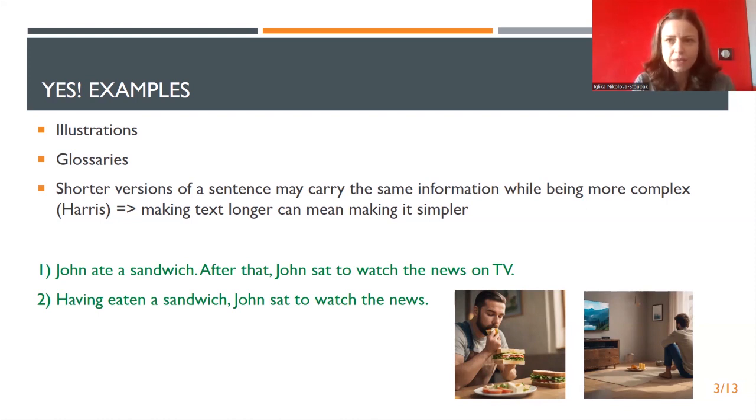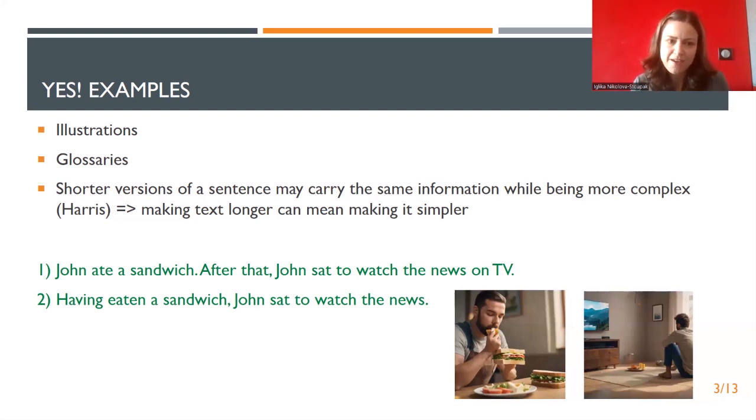And then another example that is a little bit more subtle has to do with the hypothesis of the 20th century linguist Harris, that shortened versions of a sentence tend to carry the same information as longer counterparts while becoming more complex. So in terms of grammatical structure, there are clear instances of a shortened sentence consisting of a longer sentence or a number of simpler sentences that have been brought together through a process of reduction and shortening that retains the information while the text itself becomes more complex.